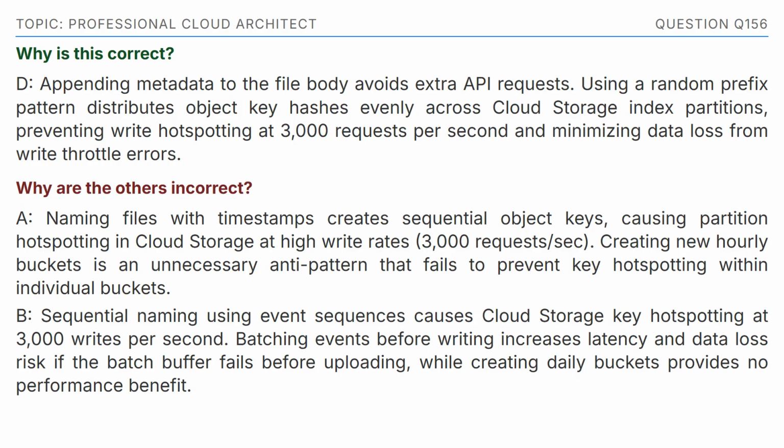A. Naming files with timestamps creates sequential object keys, causing partition hotspotting in cloud storage at high write rates, 3000 requests/sec. Creating new hourly buckets is an unnecessary anti-pattern that fails to prevent key hotspotting within individual buckets. B. Sequential naming using event sequences causes cloud storage key hotspotting at 3000 writes per second. Batching events before writing increases latency and data loss risk if the batch buffer fails before uploading, while creating daily buckets provides no performance benefit.